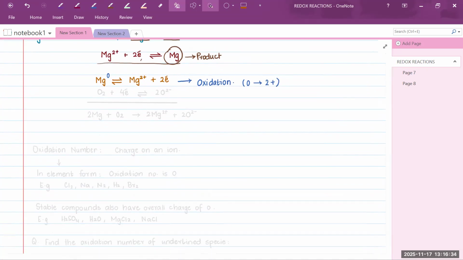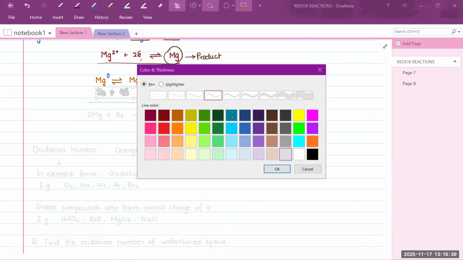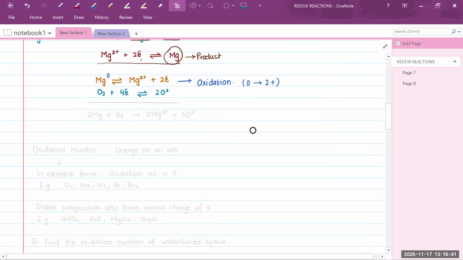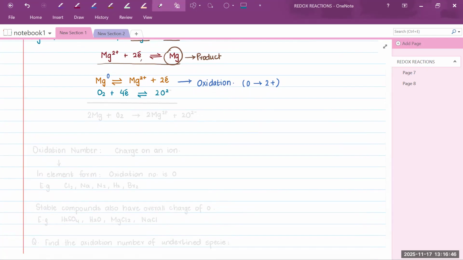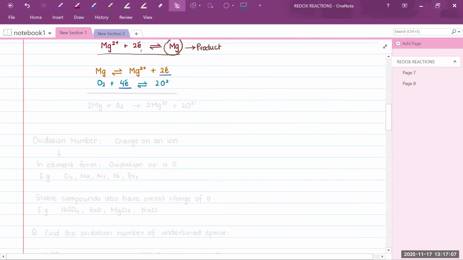For O2, we have this equation in the data booklet too, and that's the equation. Also, as I said, we'll have to make sure that the electrons on both sides are balanced. But here it is not balanced. On the product side there are 2 electrons, and on the reactant side there are 4 electrons.